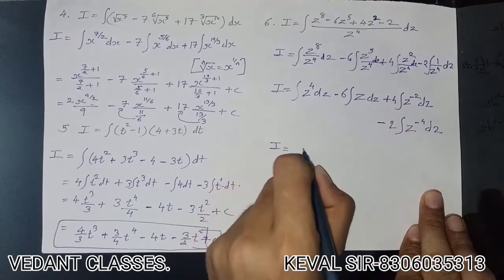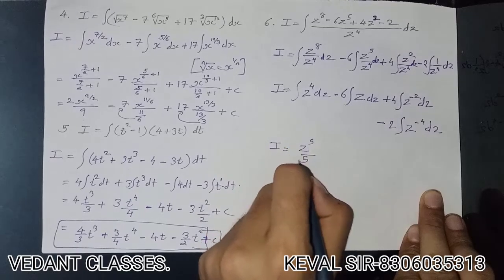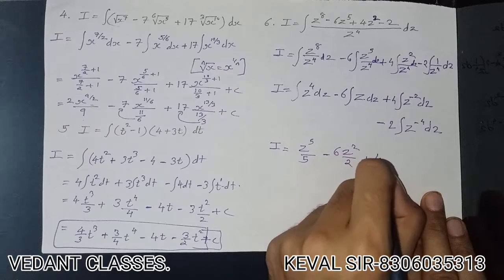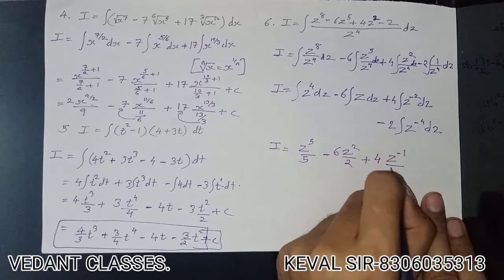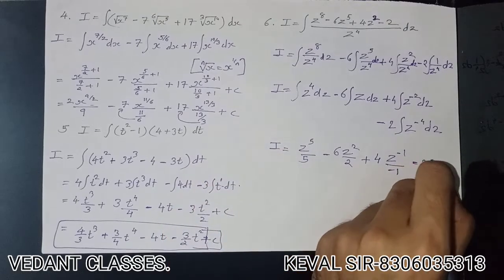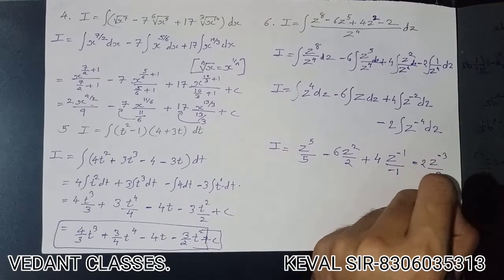Applying the integration, this will be z raised to 5 upon 5, minus 6 z square by 2, plus 4 z raised to minus 1 by minus 1, and this will be minus 2 z raised to minus 3 upon minus 3.